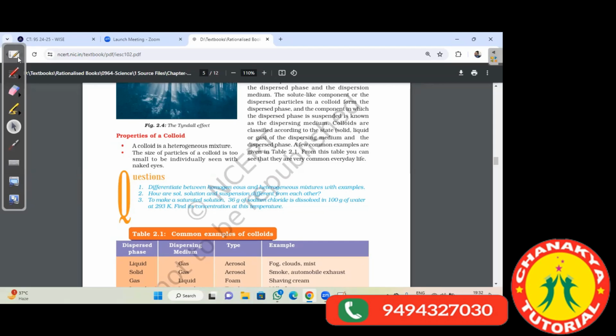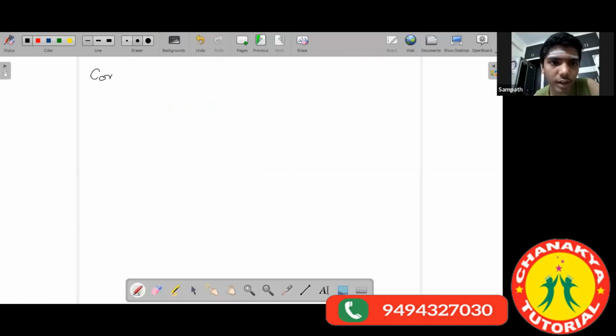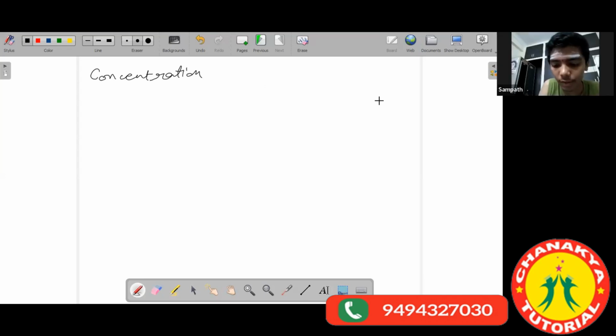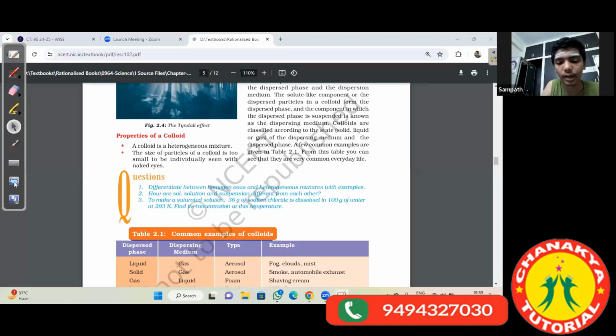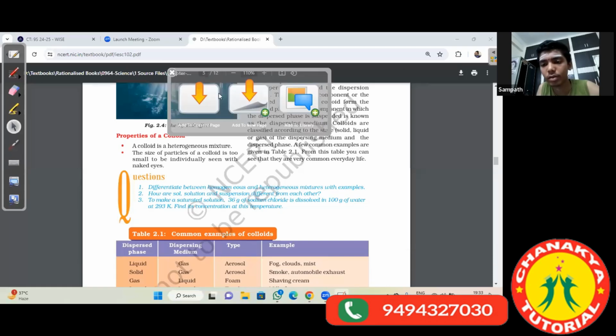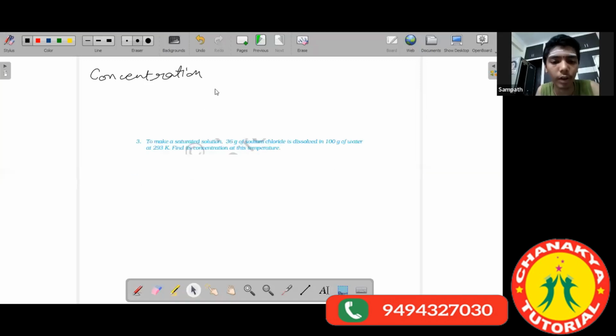So see, to find out the concentration of solution, Sir, is my answer correct? I sent you in the chat. Yeah, I'm checking it. So Sampath, you have sent two answers. There should be just one answer. Sir, the first one I said was recurring, and then I rounded it off and sent it here.